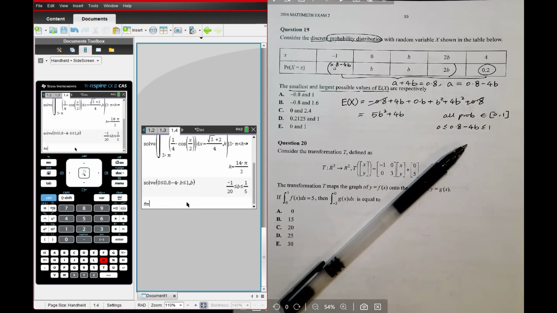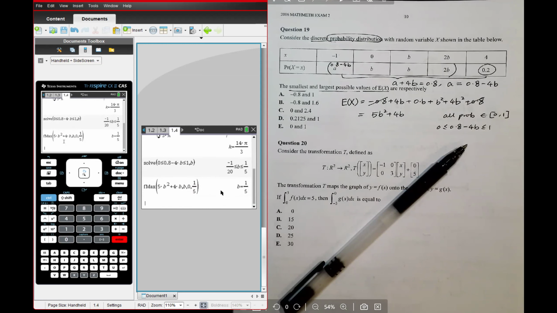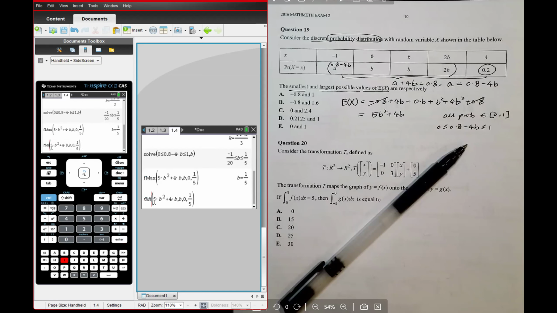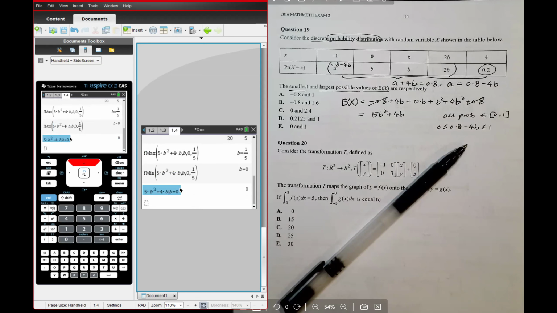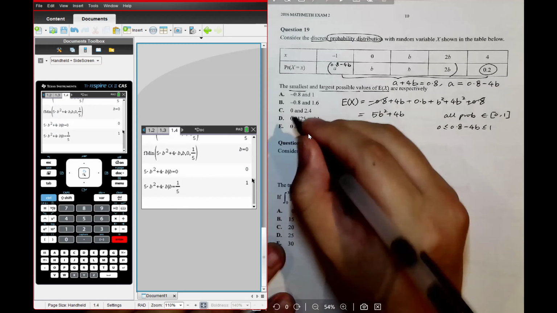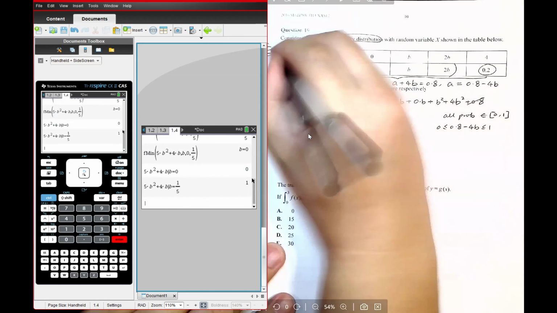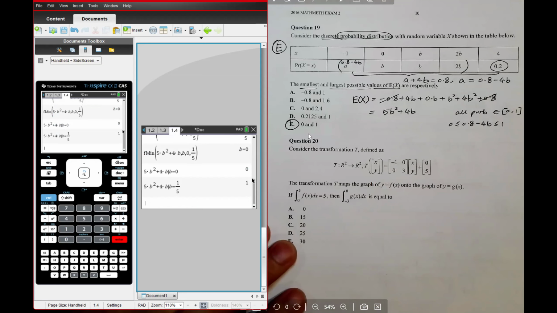Therefore, I'm going to use fMax of 5B squared plus 4B, comma B, comma 0 to 1/5. So the largest value occurs when B equals 1/5. Then I can use fMin, B equals 0. So the smallest value of the expectation, EX, is 0. And at 1/5 it is 1, okay? So it's between 0 and 1. This was indeed a challenging question, okay? It has multiple layers to consider.